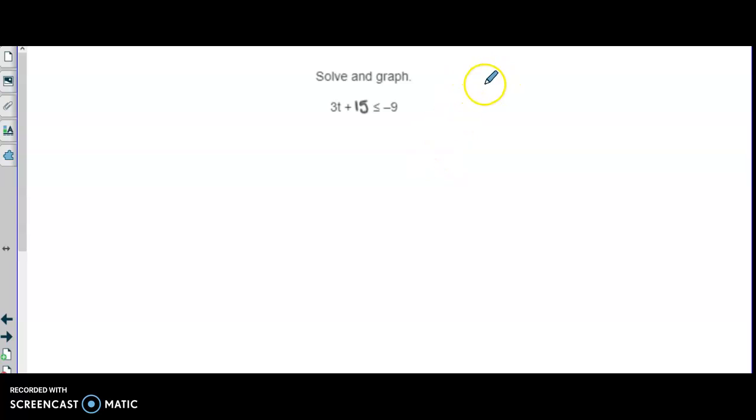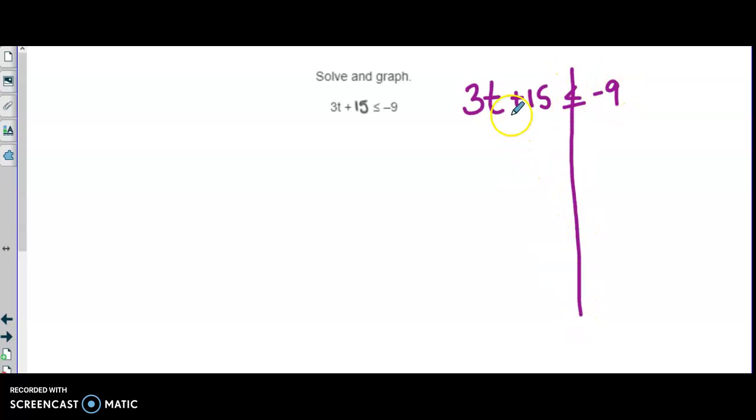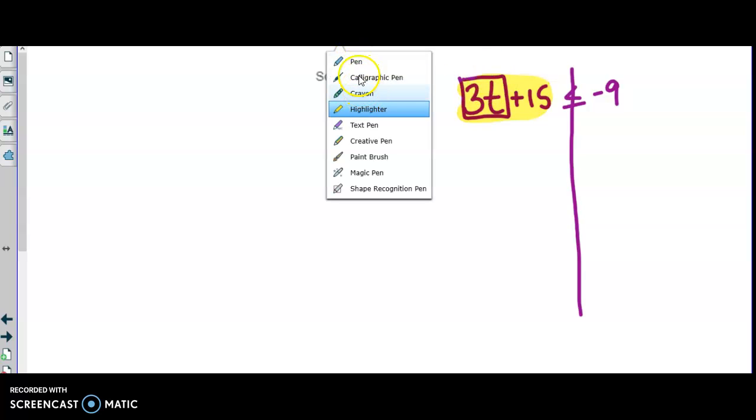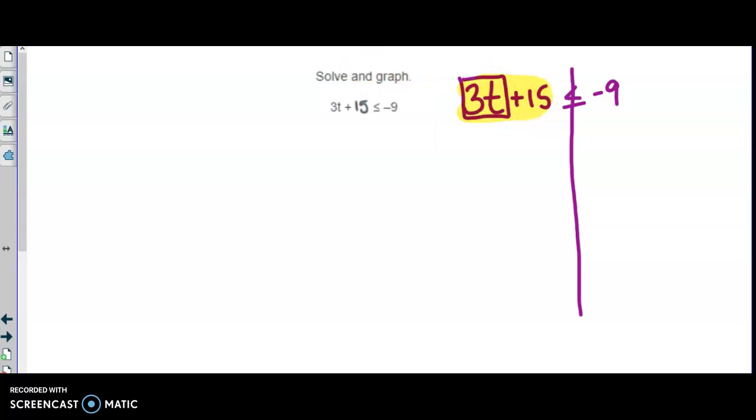All right, so we want to solve this. Now remember, when we solve inequalities, we solve them just like equations. So I'm going to go ahead and draw my line down the symbol and box off my letter. And then I'm going to ask myself, what do I need to get rid of? Remember, we look on the same side as the letter, and that's where we figure out what to get rid of. We need to get rid of +15, and since we're adding 15, the opposite is to subtract. So we're going to subtract 15 from both sides.